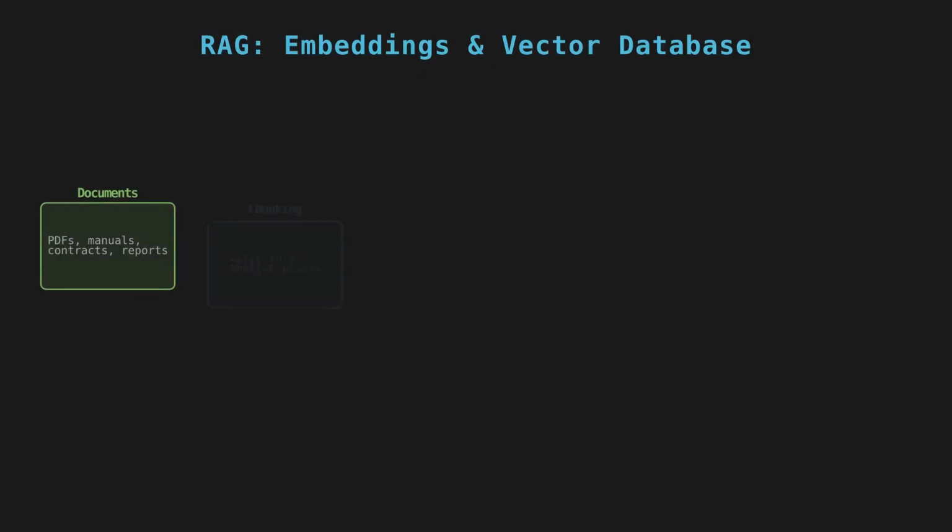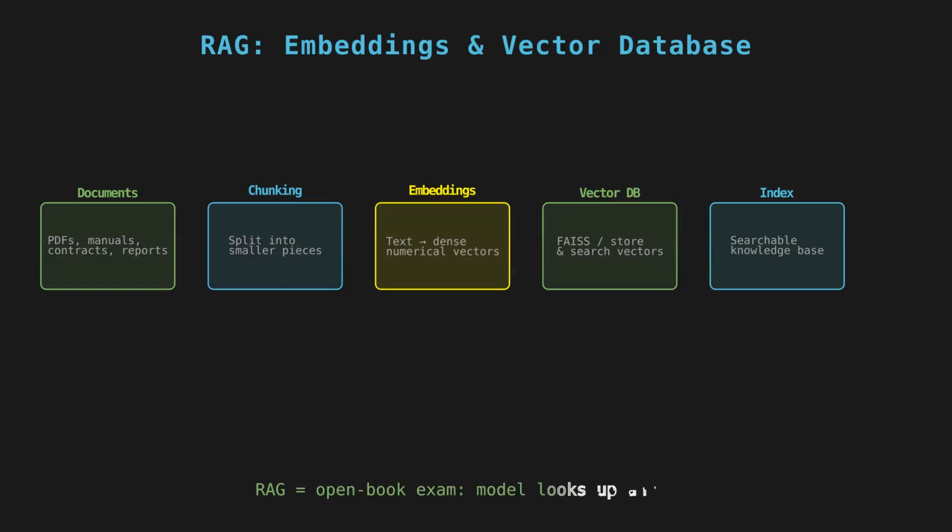Retrieval-augmented generation, or RAG, does not train the model at all. Instead, it builds a searchable knowledge base from your documents. Here is how it works. First, documents are split into smaller chunks because models have a maximum context length. Then each chunk is converted into a dense vector embedding, a list of numbers that captures its meaning. These embeddings are stored in a vector database like FAISS. At query time, the user's question is also converted to an embedding. The database finds the most similar chunks, and those chunks are passed to the model as context. The model then generates an answer grounded in those retrieved sources.